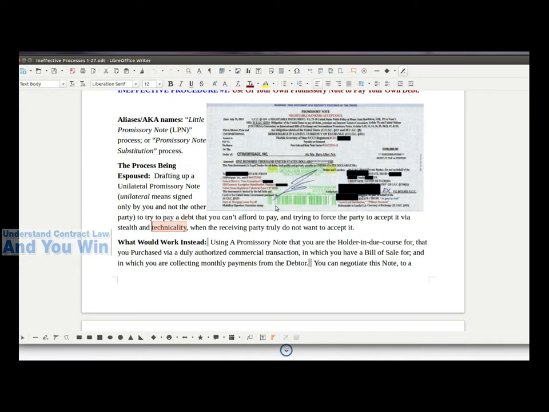So in a sense, this process might work if you didn't put so many claims on it. If you just kept it simple and kept to the simple components of a promissory note, I guess there's a way to make it possibly have a better chance of working, rather than putting all this stuff on here. Because if any of these things on here are wrong, then the whole instrument is invalid.